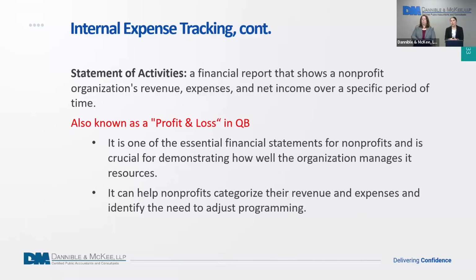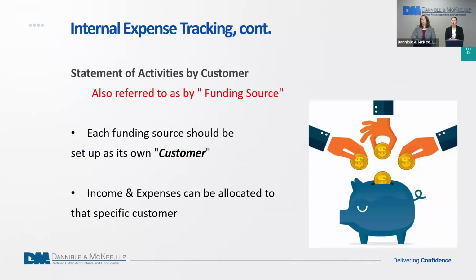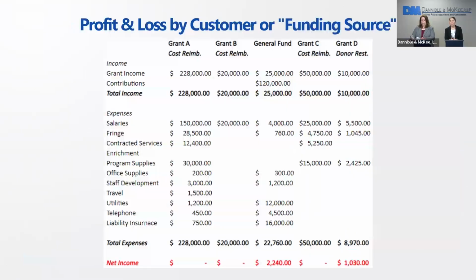In QuickBooks, there's a report known as your profit and loss. For not-for-profits, those are your statement of activities, a report that shows revenue, expense, and net income over a specific period of time. It is the essential financial statement for nonprofits and crucial for demonstrating how well you're doing. It can help you categorize your revenue and expense to identify the need to adjust your programming. In QuickBooks, there's also a statement of activities by customer, also referred to as funding source. Each funding source can be set up as its own customer, and income and expense can be allocated to that specific customer.